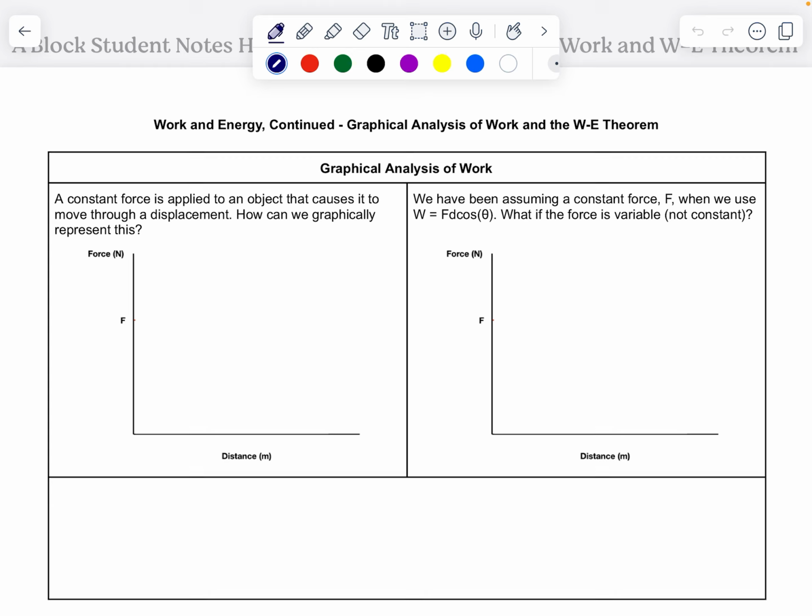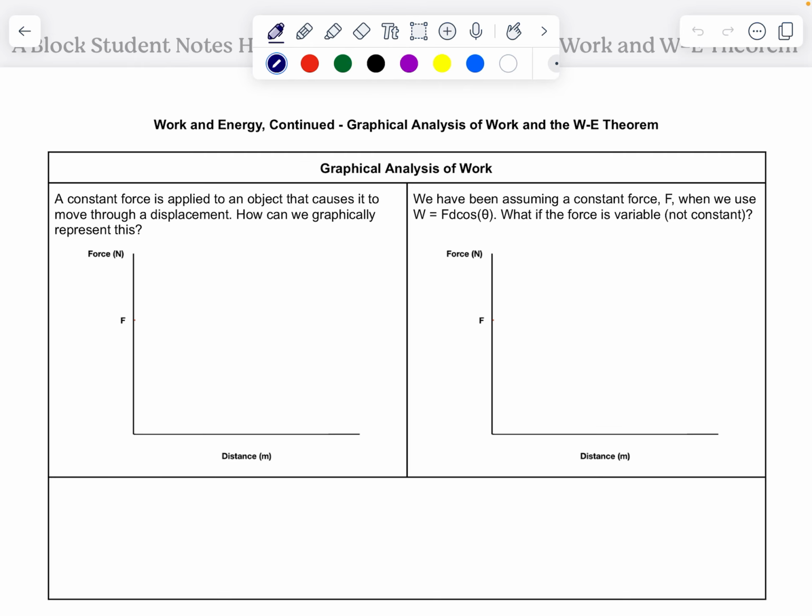How can we graphically represent that? So I want you to take your pen or your pencil and I want you to sketch a graph showing you a constant force applied to an object that causes it to move through a displacement. I'll give you about 5 seconds. You should have just drawn a nice straight horizontal line across the center of your graph.